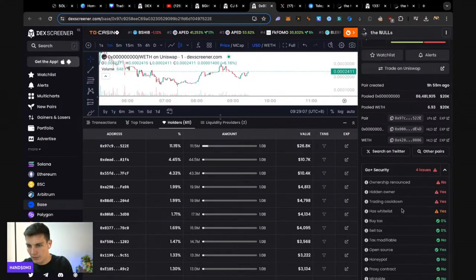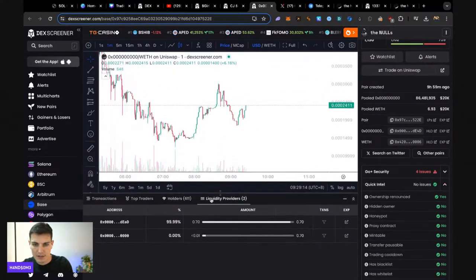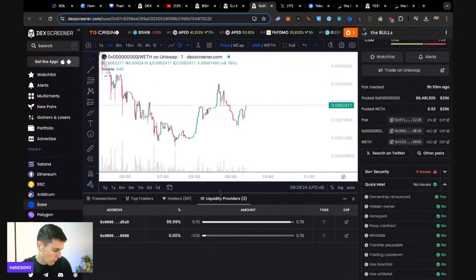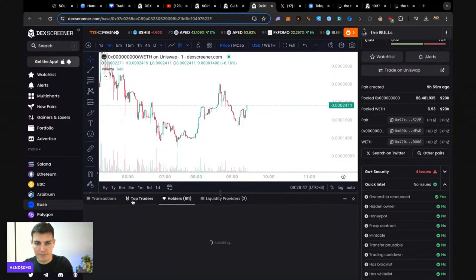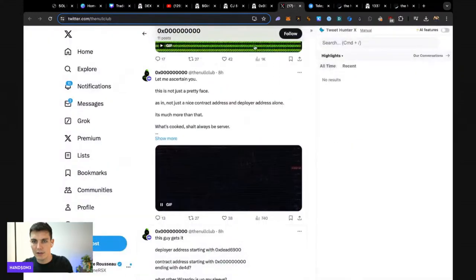Hidden owner, trading cooldown, whitelist. Liquidity provider. So this one, it's okay. You can see that the liquidity pool is locked, because this address, no one has control over it, so they can't remove the liquidity. But otherwise, trading disable, max transaction, max wallet. It's already going up. So we might leave that one on the table for now.